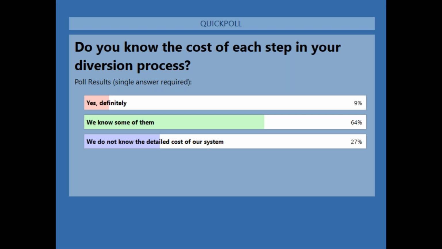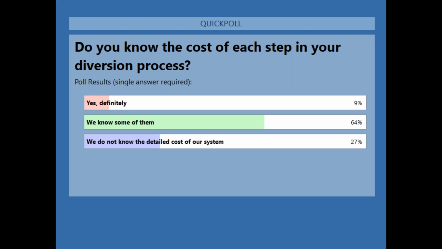So good for the 9% that know their costs, good job. And also for the 64%, the 2/3 who know some of their costs, you've got some more work to do. The 27%, you've got a lot more work to do, because you can't make these critical decisions about streamlining, making more efficient your MRF if you don't know where your costs are. You just have to know that. It's just bottom line.